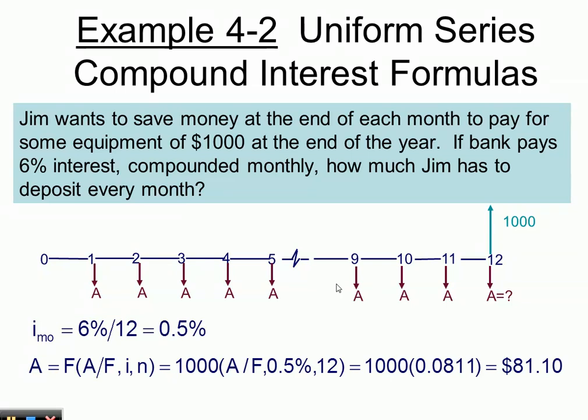So what is our F? Well, our F is 1,000. So we plug in the 1,000 here. We plug in 0.5 monthly interest that we just found. And we plug in, instead of N, 12, because we have 12 months.